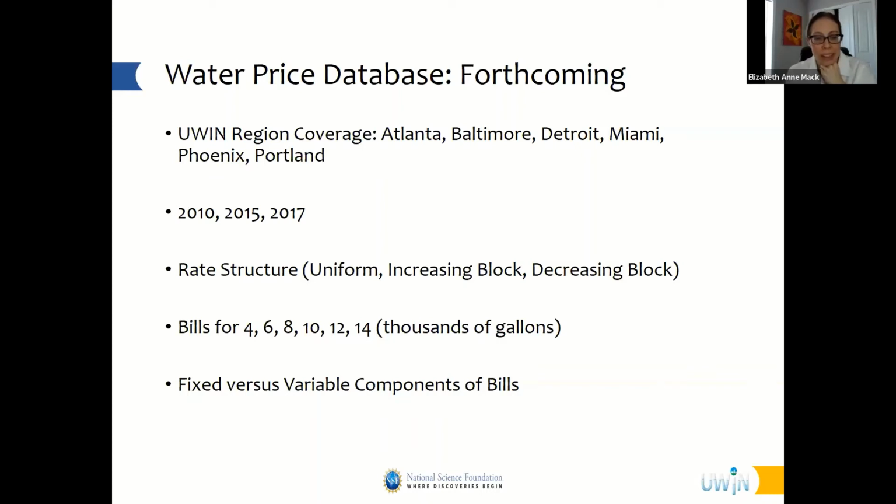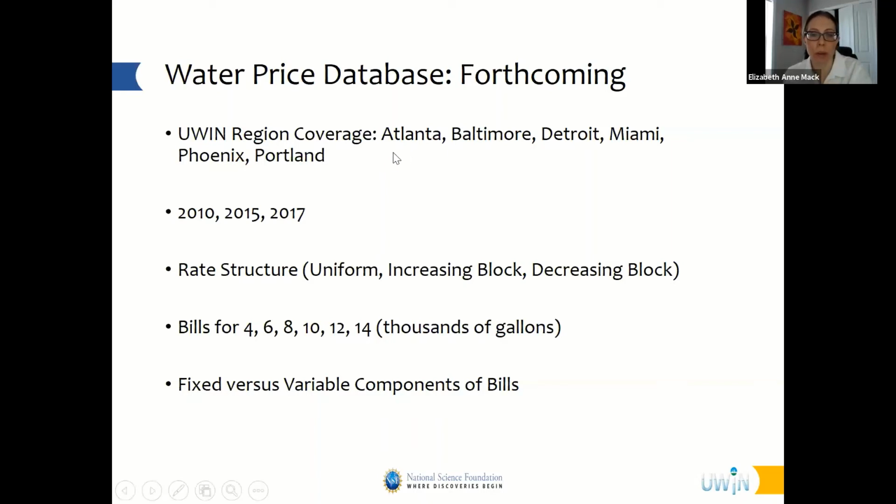So this has been a Moby Dick-like tale to put together all of this information, but we're nearly done in the sense that we have the information and we're checking it for quality controls. But here's a little bit about what the database looks like.